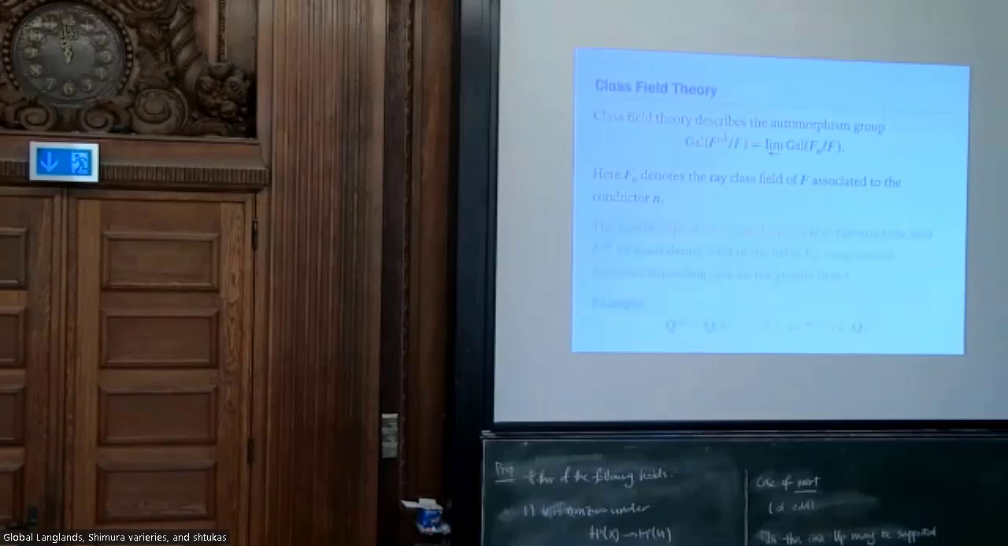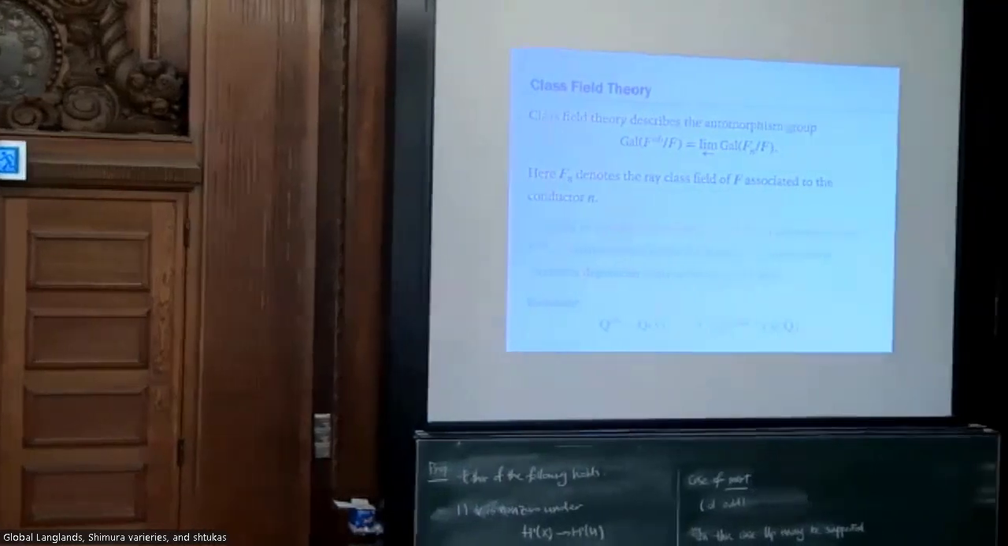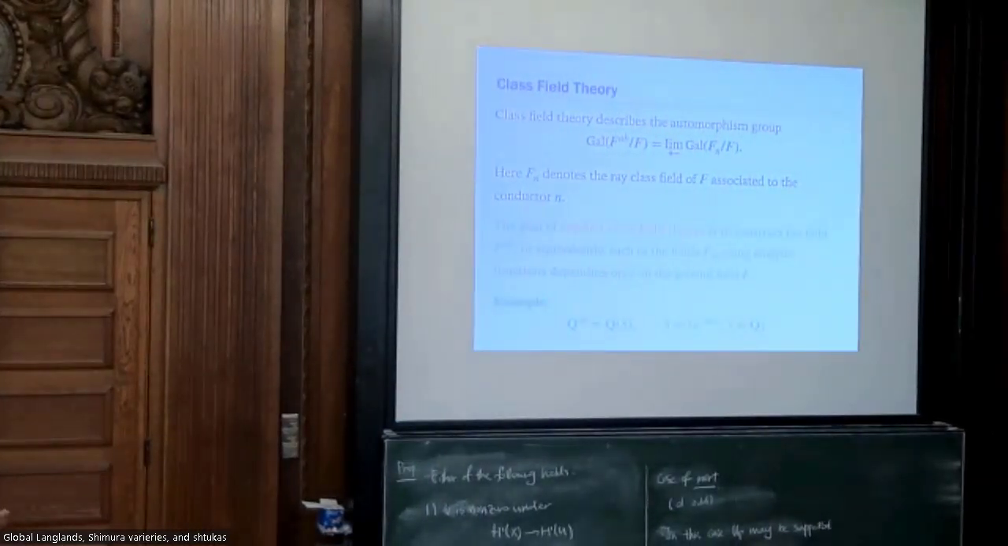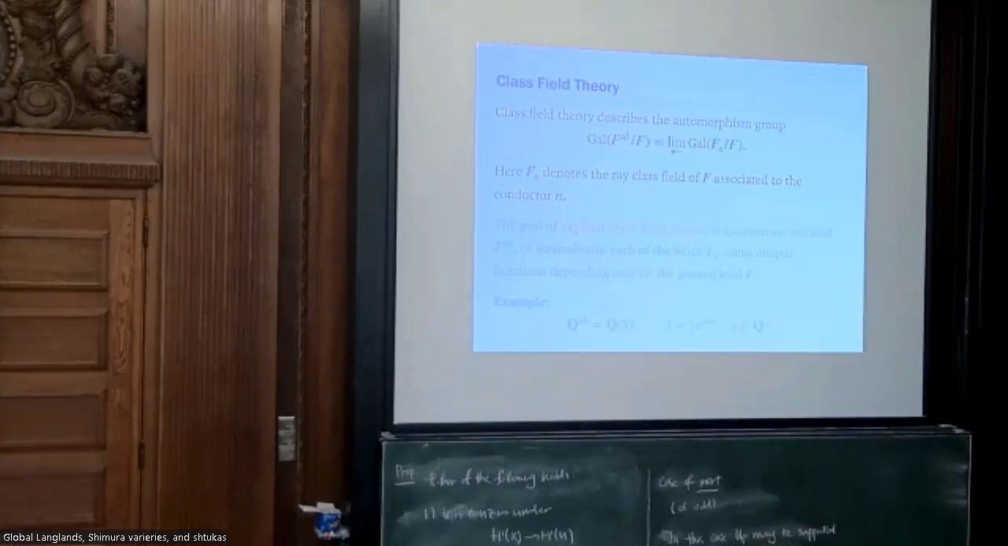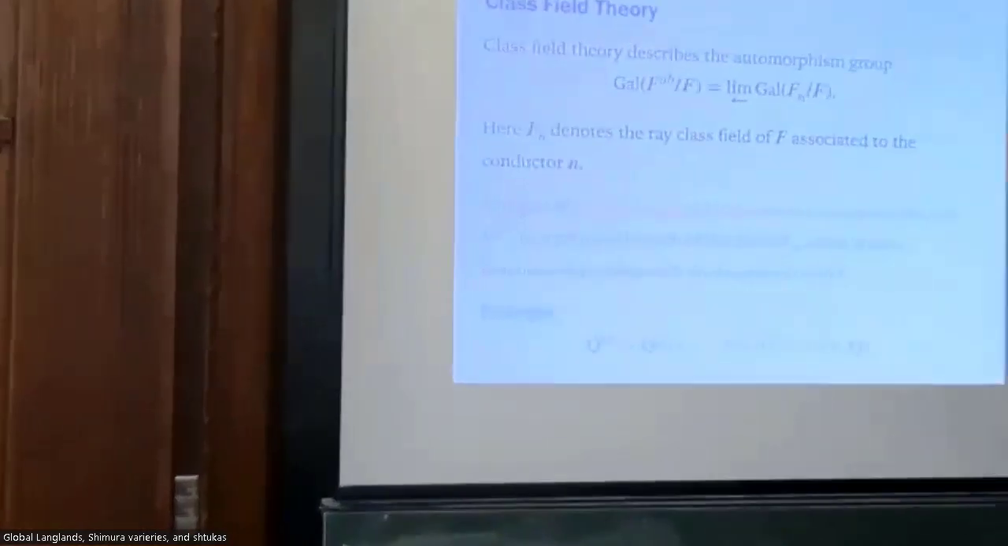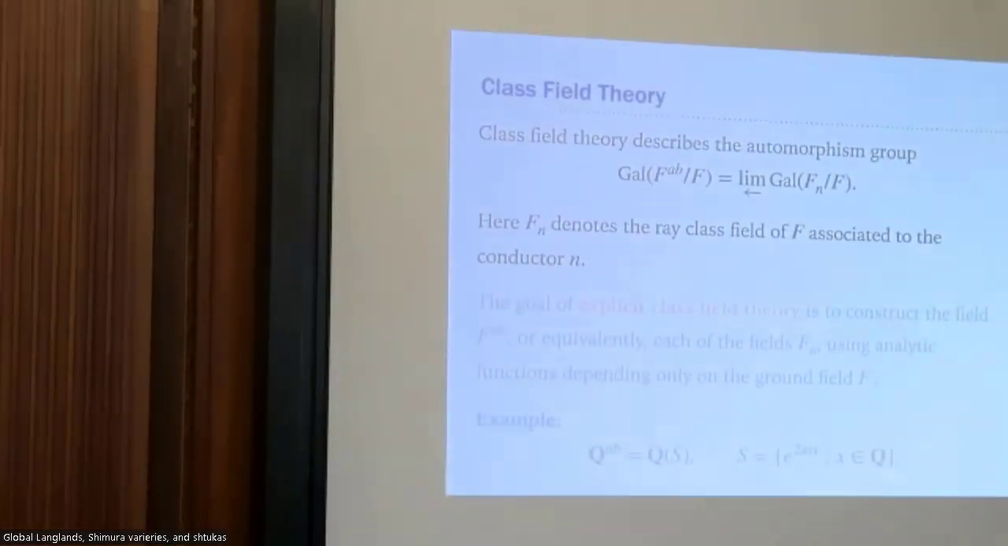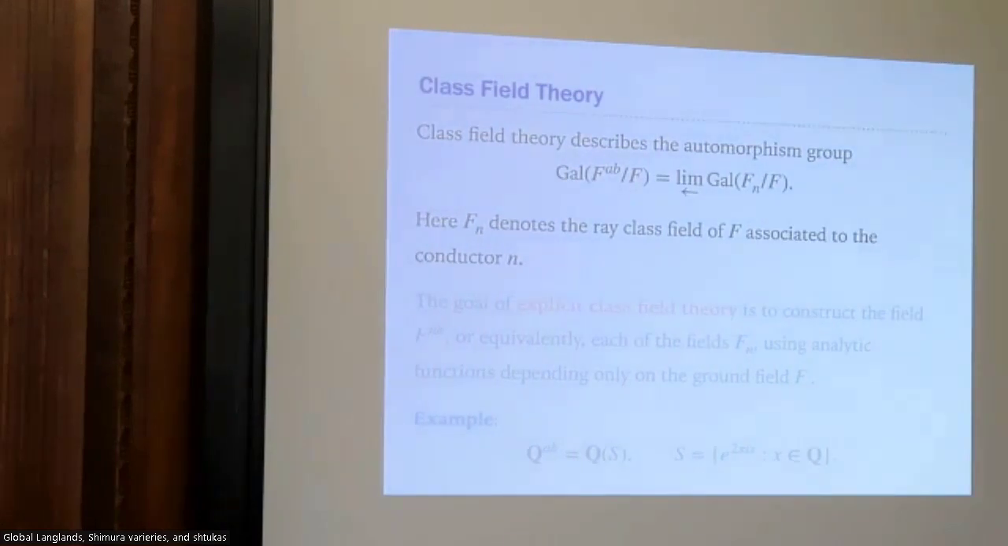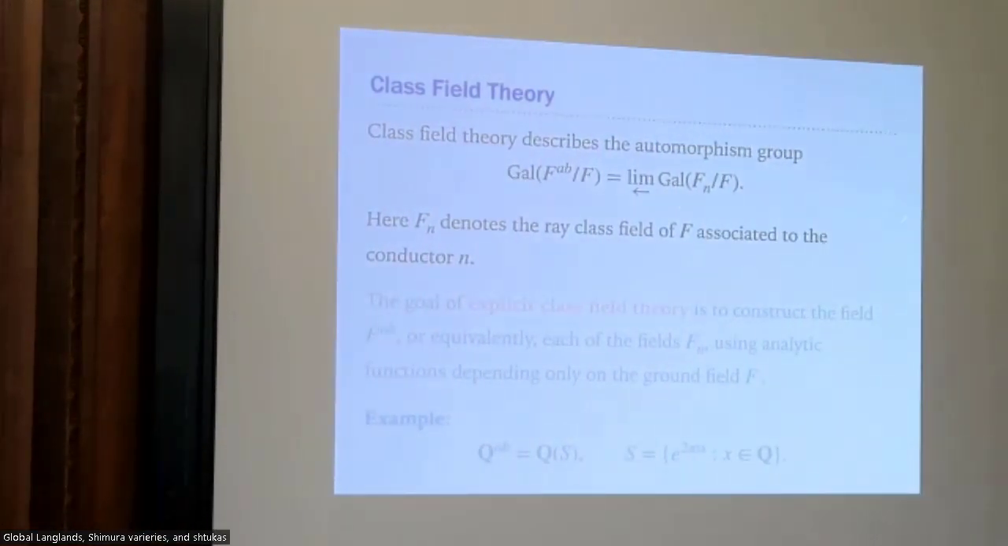And so the Langlands program is about writing down the representations of the Galois group of a number field. The very simplest case, the GL1 case, goes by the name of class field theory. Class field theory describes the automorphism group of the maximal abelian extension over F, which is just the inverse limit of the finite extensions. And the goal of explicit class field theory is not to talk about the one-dimensional representations of this Galois group, or the abelianization of this Galois group, but to talk about what the actual field F^ab is.